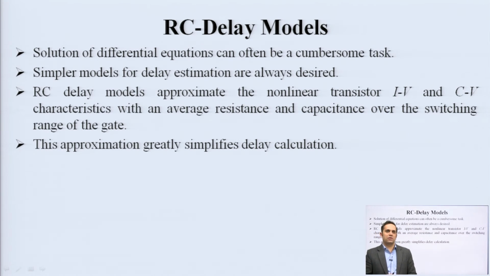So, what does the RC delay model do? It takes into account the non-linearity of a MOSFET. The IV and CV characteristics are not linear. So, it quantifies something called an average resistance and an average capacitance, and it uses those average values of resistance and capacitance to obtain the delay. This provides more simplicity in the calculation of propagation delays.